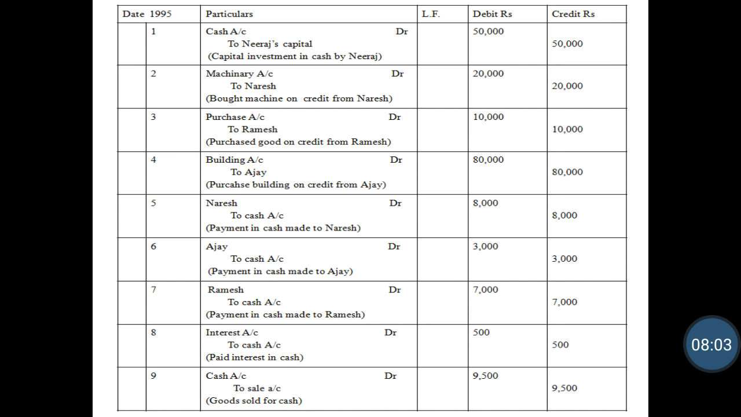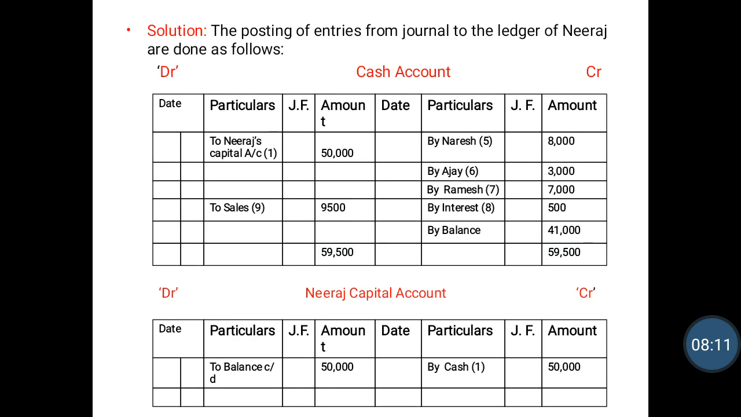Neeraj capital account is related with the cash account. So Neeraj capital account here is credited. So in the ledger, the Neeraj capital account is credited by cash. So it is on the credit side by cash, rupees 50,000. Okay. So in this way, prepare the individual accounts.